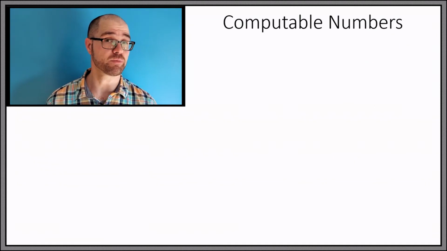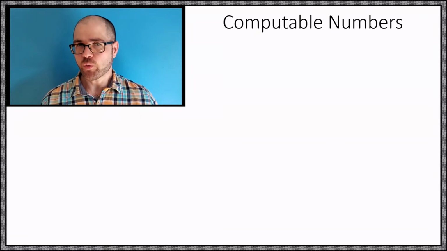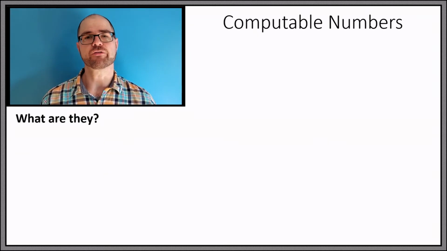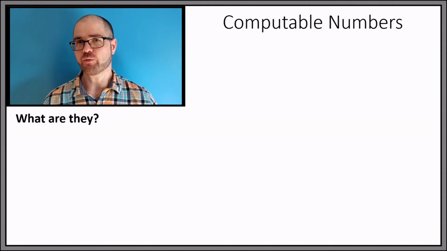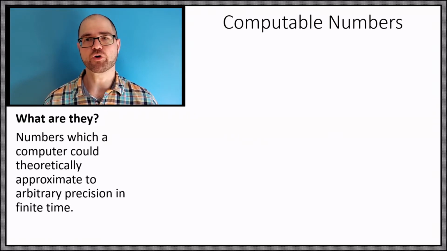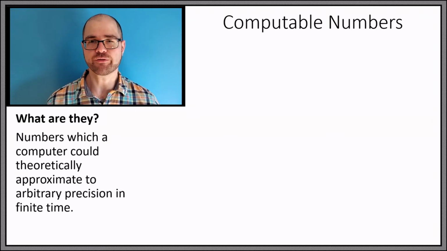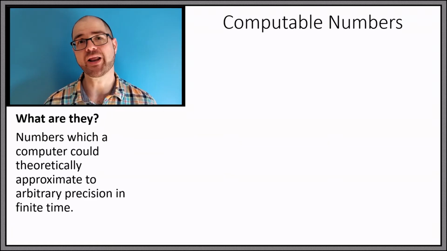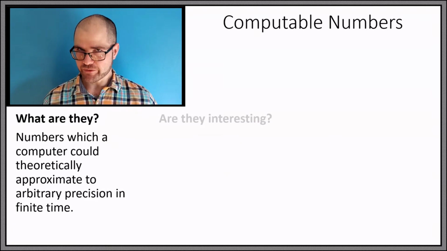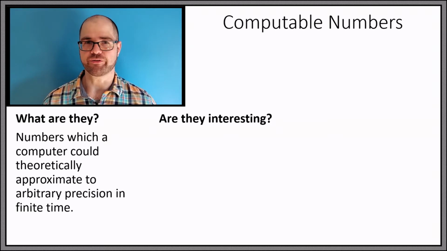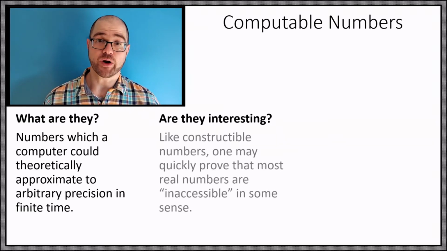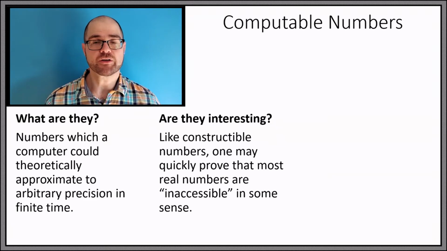Next up, the computable numbers. They're not quite the same as constructible numbers. Loosely put, these are quantities that a computer program could theoretically approximate as close as you want in some terminating algorithm. If you're with me so far, you may think that's interesting. We still get a situation where most real numbers are not included yet.